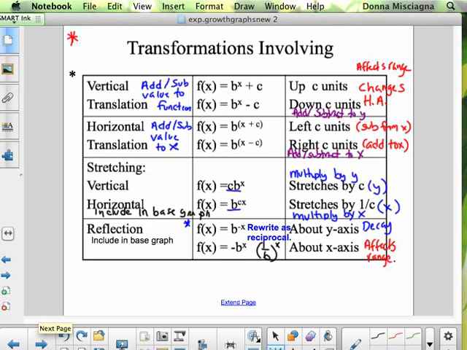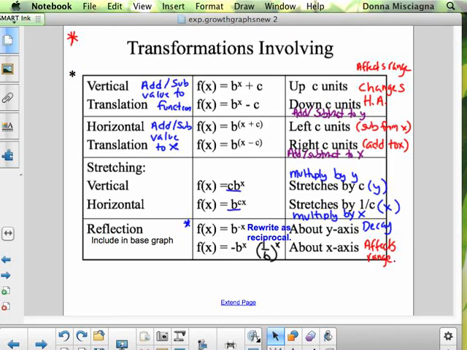Reflections, the negative. So we have what happens if it's... and you can get rid of this too, because we're going to treat them separately. If those are in your notes already, don't worry about it. Or you can cross them off. Reflections, if it's in front of the base, then it's going to be a reflection about the x-axis.